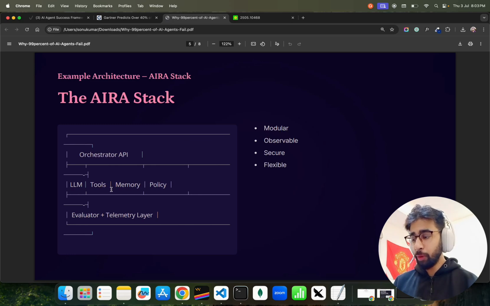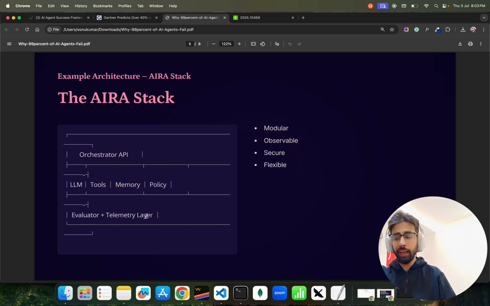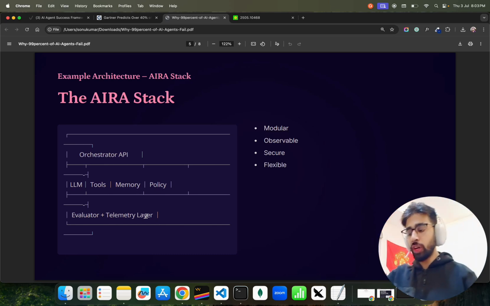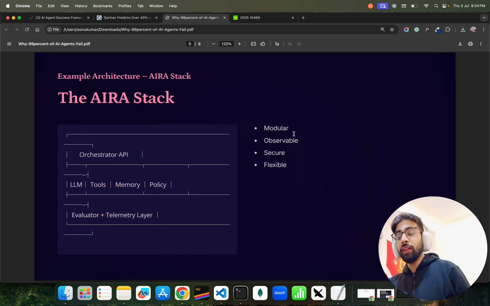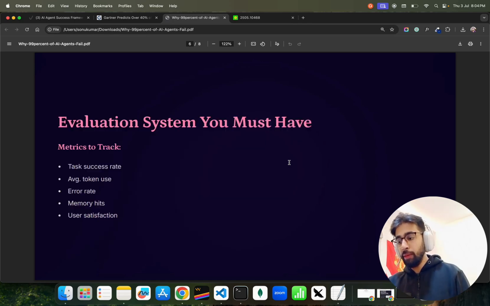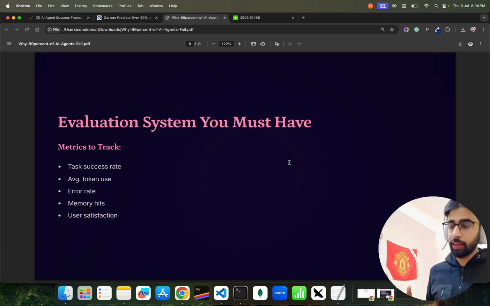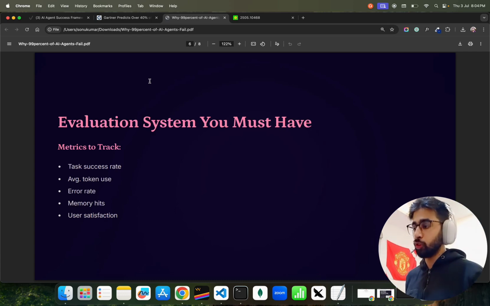Then we have LLM, tools, memory, policies, evaluator, and telemetry layer. A very high-level architecture of three categories, three levels: orchestrators, and then your LLM, tools, memory, policies. And then at the baseline, we have evaluators and telemetry layers for telematics. Now, we have to make sure that the things we are selecting or building are modular, they are secure, and they are flexible. That's how we can scale agentic solutions, right? It's really important. Evaluations, these are the minimal requirement. They can go deep dive. That's what I've captured in this framework.